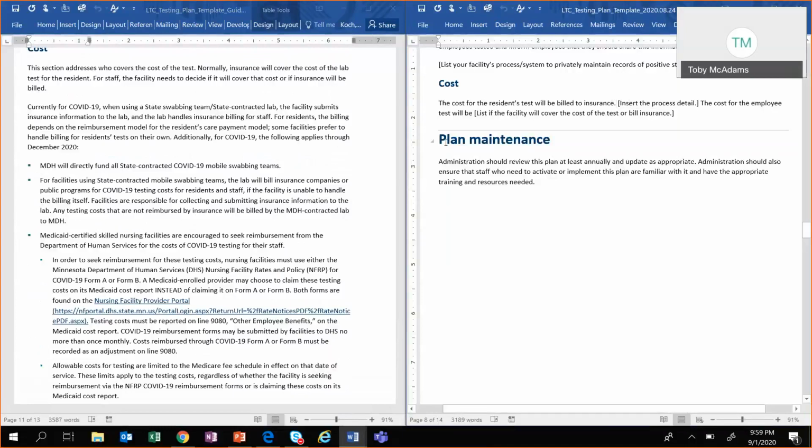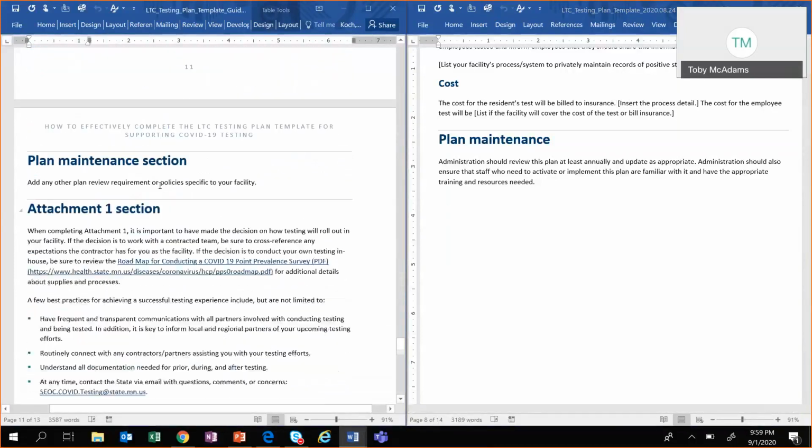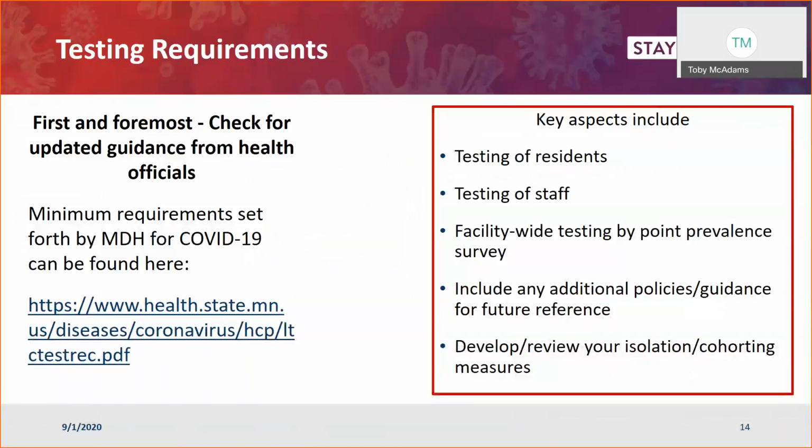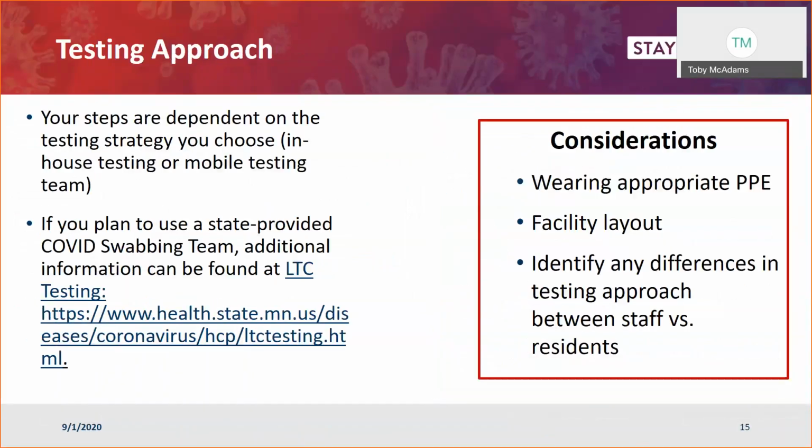And then lastly is planned maintenance. And of course, planned maintenance is all about how often you're going to update your plan. Okay, great. So we're going to toggle back and just briefly go through the recap. So we talked about testing approach.